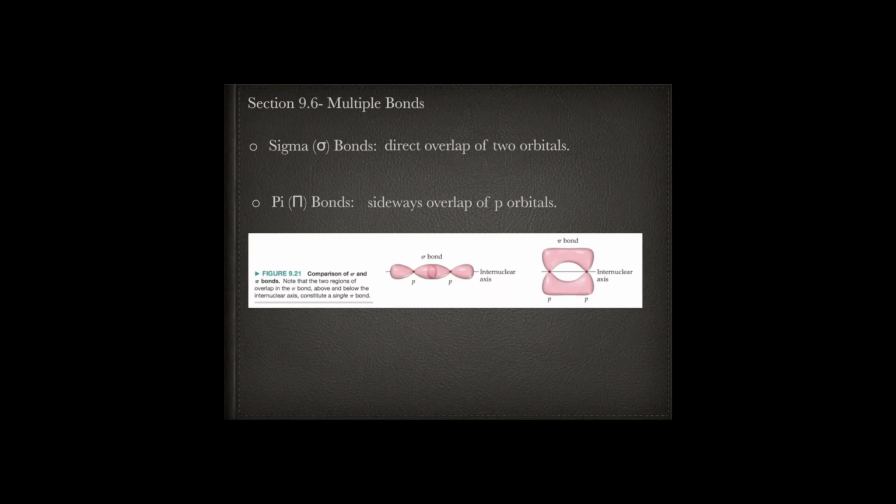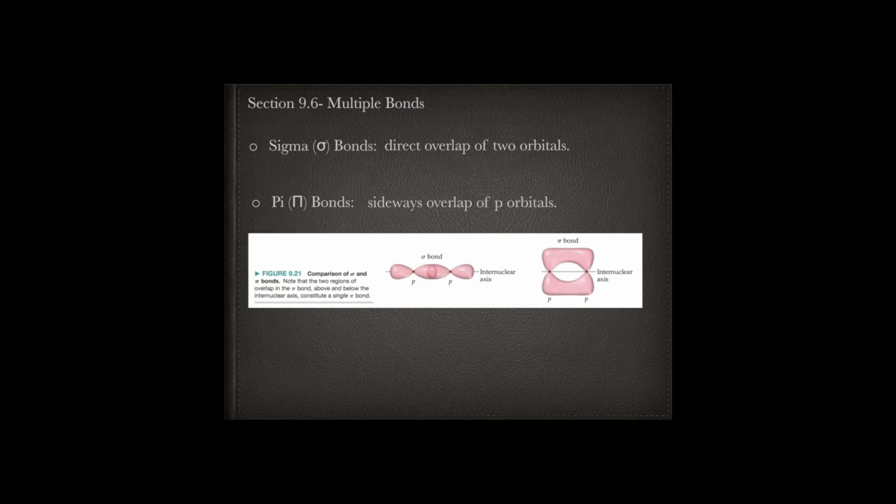The one on the left shows the sigma bond. Notice that they are directly overlapping each other, while the pi bonds result from that sideways overlap, not a direct overlap, of the p orbitals. Since there is a direct overlap, sigma bonds are stronger than pi bonds.